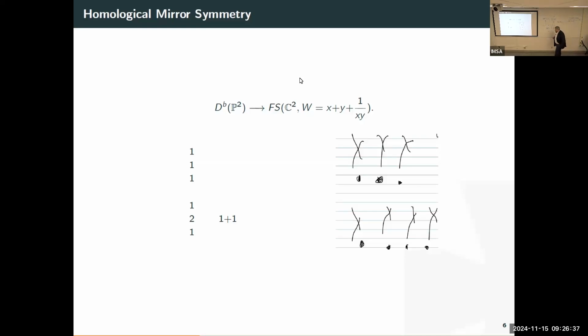Now let's look at some things we know are birational to P2. For example, the blow-up of P1 cross P1. This, of course, has a derived category generated by four exceptional objects. It's a product of the derived categories of P1 and P1. And similarly, if you look at the mirror side, we get a different kind of potential.